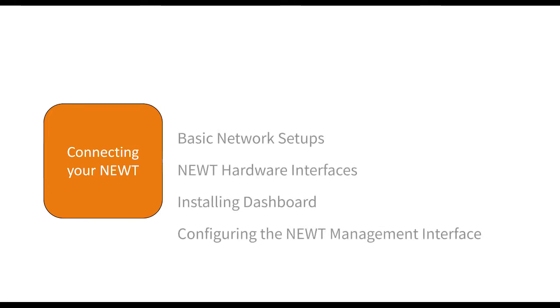Connecting your Newt. This installment covers some basic IP network setups in which your Newt can be used. We also show how to physically connect the Newt to other devices in your network and set up the management Ethernet interface so that you can communicate with your Newt. When you have completed the steps in this video, your Newt will be updated with the latest firmware and accessible through the ROS dashboard.